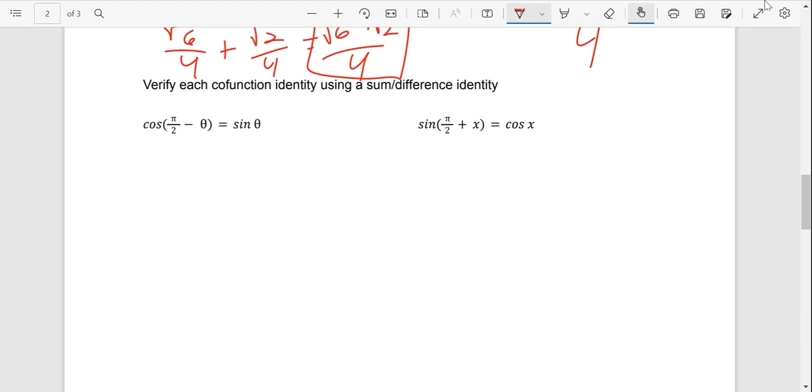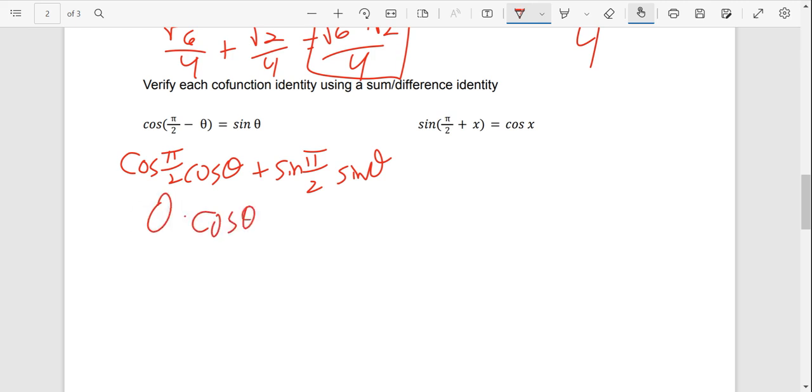All right, verify each cofunction identity using the sum or difference identity. So use the sum or difference formula. This should equal out to sine theta. We simplify, so using our difference formula for cosine of pi over 2 minus theta: cosine pi over 2 times cosine theta plus sine pi over 2 times sine theta. Cosine pi over 2 is 0, and 0 times anything is 0. And sine of pi over 2 is 1, and 1 times anything is itself, so we're just going to end up with sine equals sine.